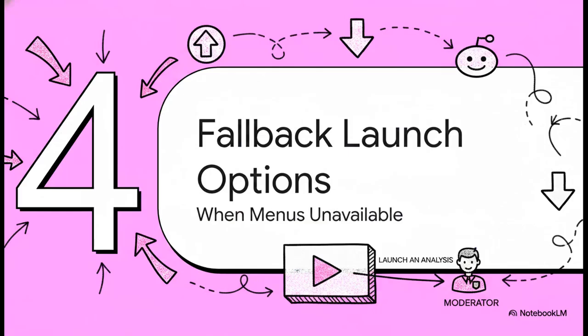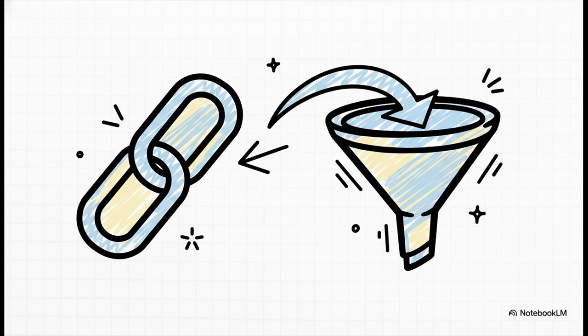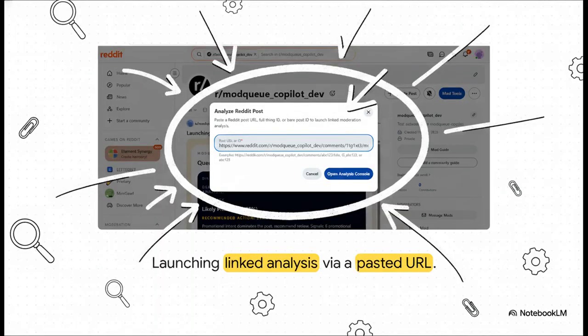Which brings us to Section 4, fallback launch options, for when that handy post menu just isn't available. Now, what if the post menu isn't an option, or maybe you're launching straight from the subreddit level instead of a specific post? Well, ModQueue Copilot has a fallback live moderation path. Moderators can manually kickstart the linked analysis by just pasting in a Reddit post URL or its full ID. It pulls up a really straightforward modal where you just paste the link right in.